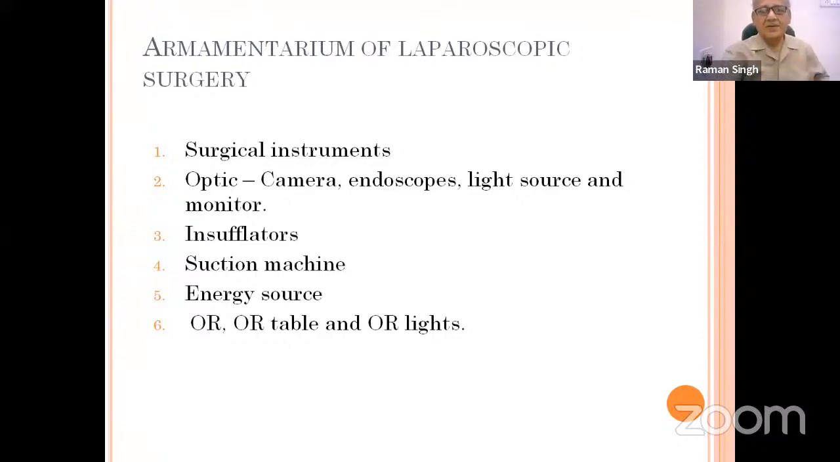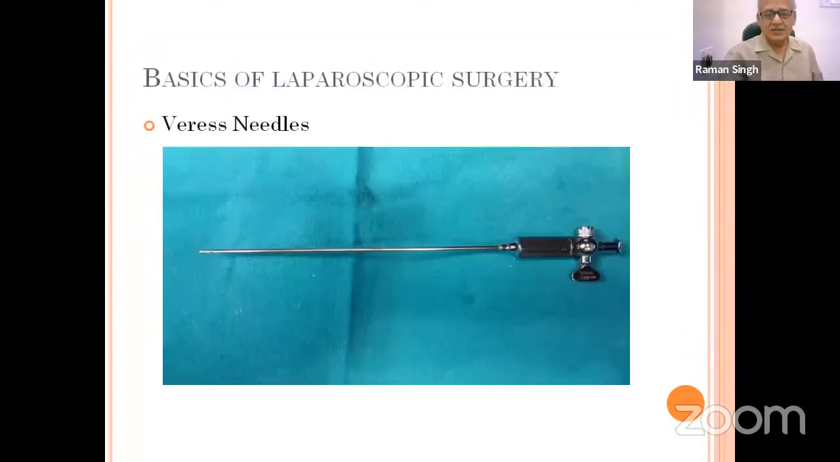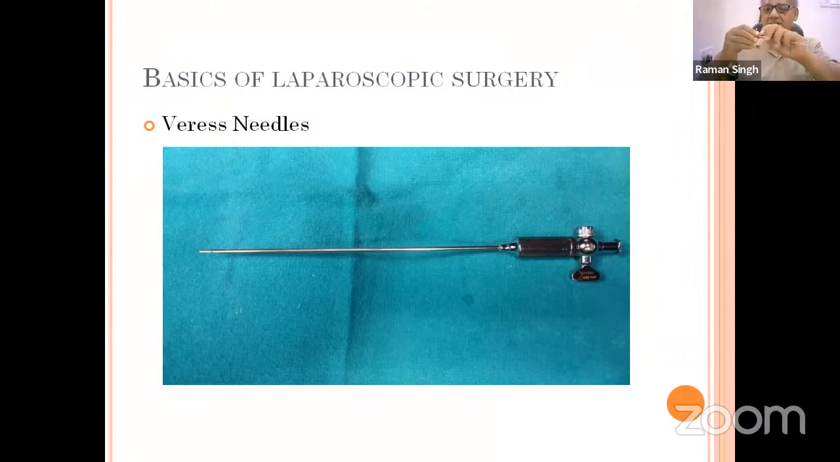Now, in the armamentarium of laparoscopic surgery, there are various hand instruments, the optics like camera, endoscopes, light source, monitor, insufflator, suction machine, energy source, operation room table, and operation lights. Now, if you go to the instruments, the first instrument required in laparoscopic surgery is the Veress needle. Can you see this Veress needle?